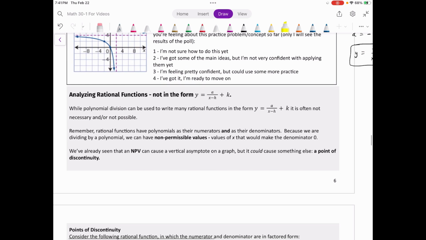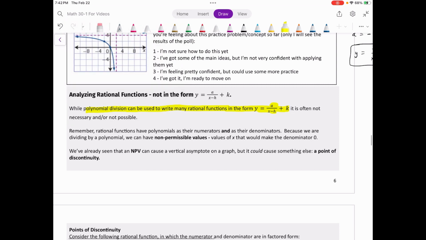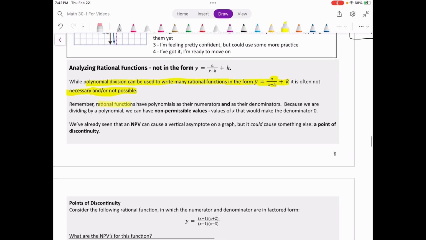Okay? Now, it can be possible to take some of those rational functions and use polynomial division to write them in the form y equals a over x minus h plus k. We just do regular polynomial division, and when we write the division statement for many of those functions that might not originally be in this form, it can end up looking like that form. That's great. We can totally do it. But honestly, it's not really necessary. We can do most of the analysis we want with it in its original form. In fact, it's often easier to do that. And sometimes it really isn't possible. You can't get there with just polynomial long division. They just look too different. So remember, rational functions have polynomials as their numerators and their denominators.